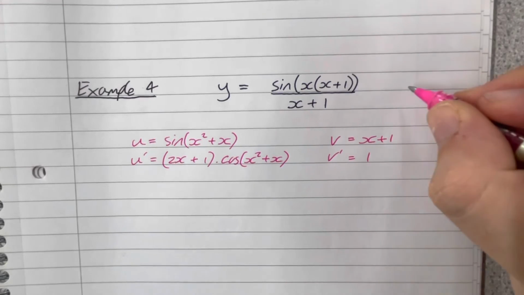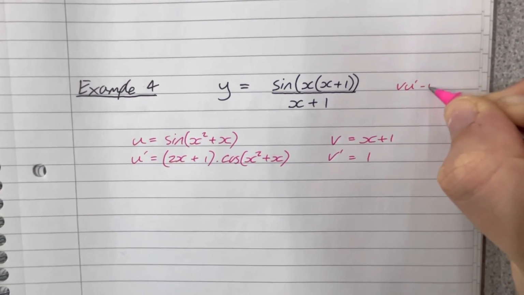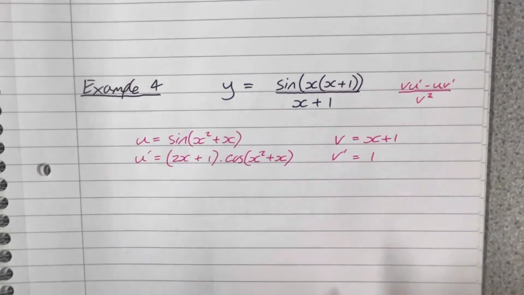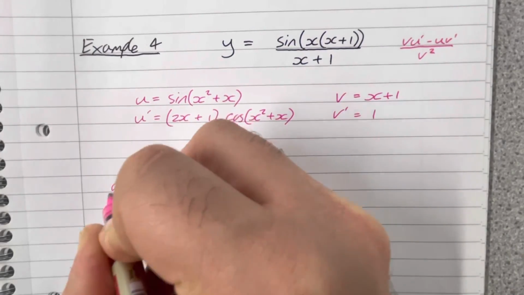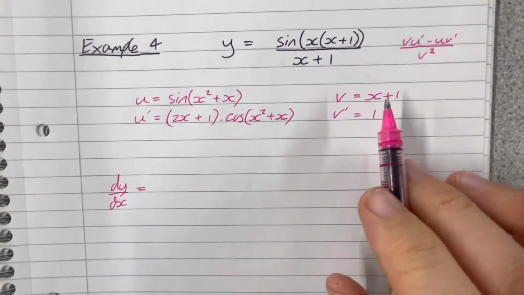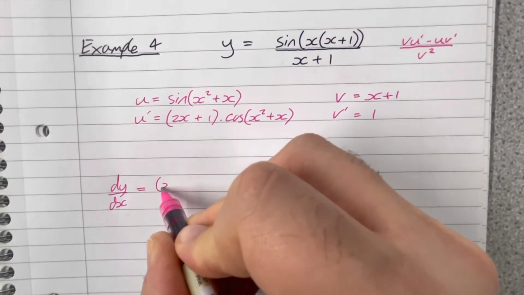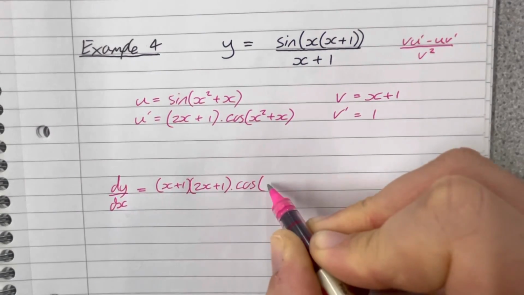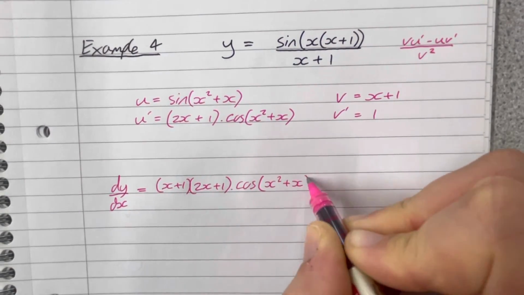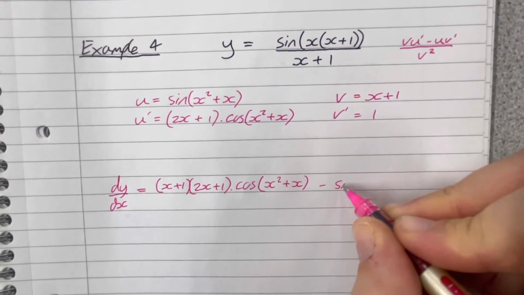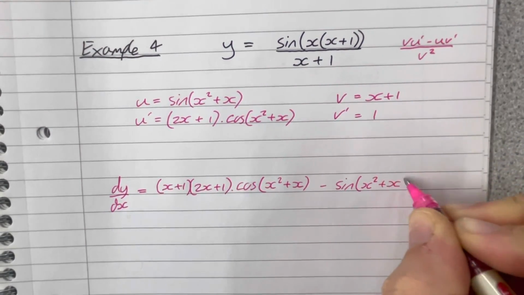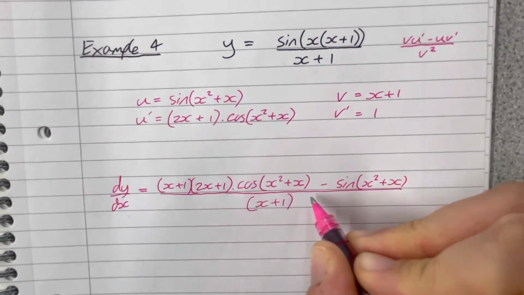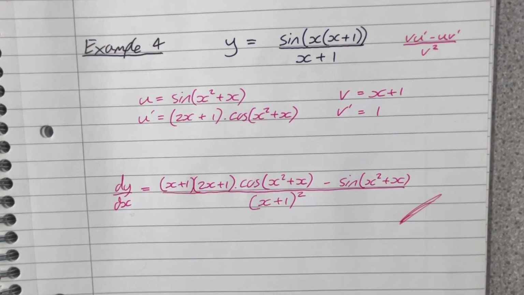Okay, so don't forget the formula, which is vu primed minus uv primed all over v squared. We're going to take these four and plug them into that definition, and that's going to give me that dy by dx, in this case, is x plus 1 times 2x plus 1 times the cosine of x squared plus x, minus that times that, so it's minus sine of x squared plus x, and that is all divided by v squared, which is x plus 1 squared. Okay, just leave it like that.